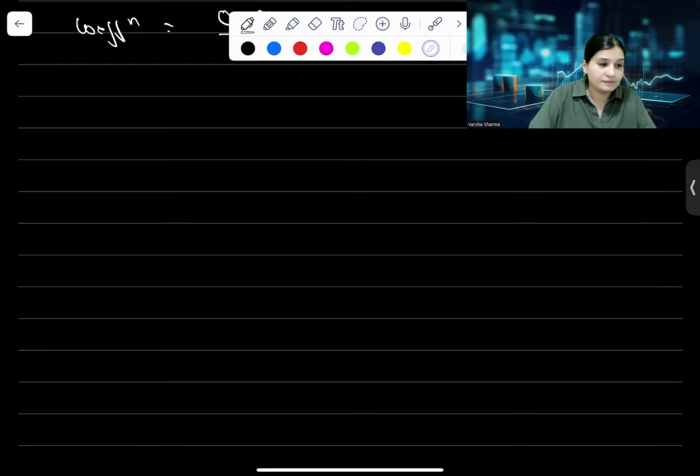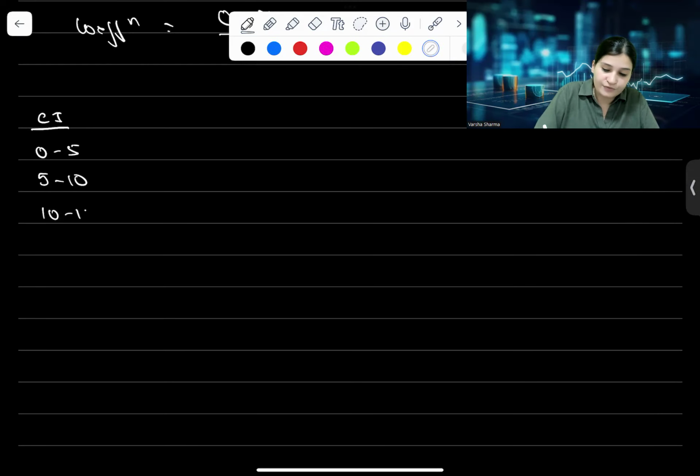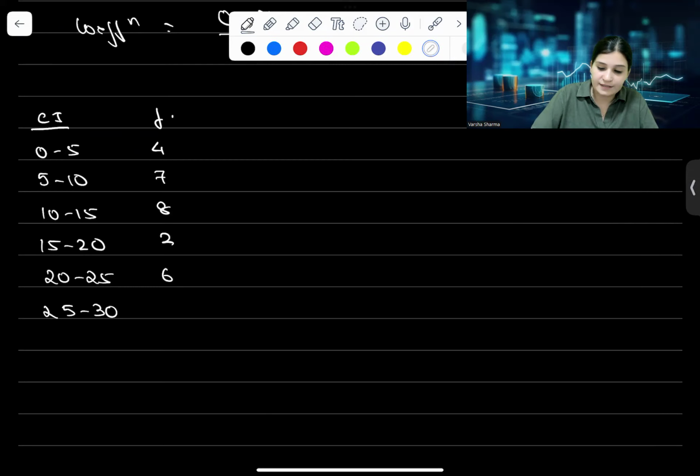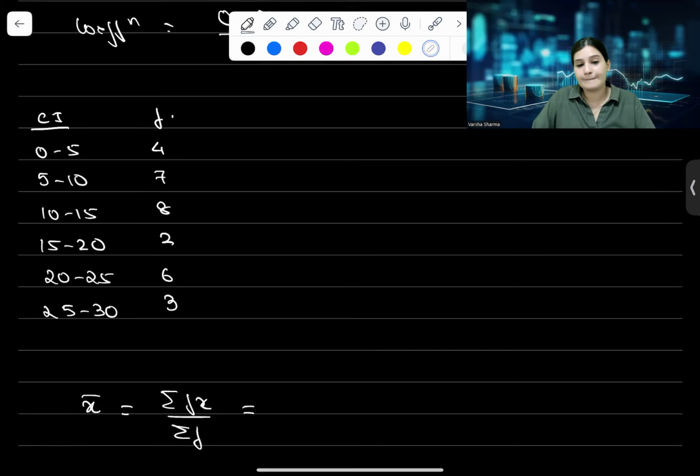For continuous: class interval 0 to 5, 5 to 10, 10 to 15, 15 to 20, 20 to 25, 25 to 30. Frequency 4, 7, 8, 2, 6, 3. First, find out mean. In order to find mean, we will use the formula fx by f. Before that, what do we need to do? Mid values. Also, the sum of the frequency.